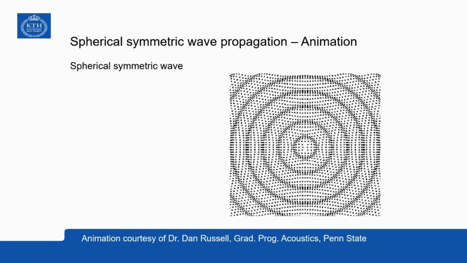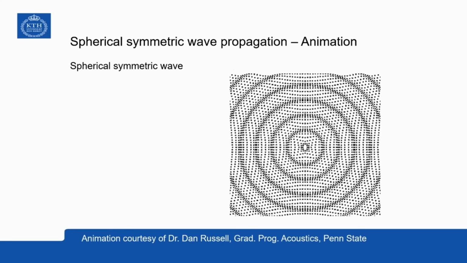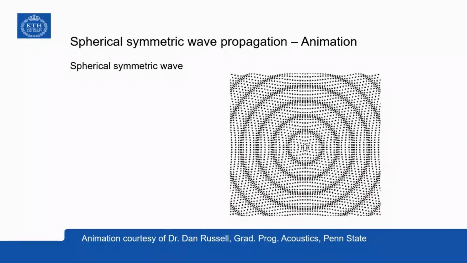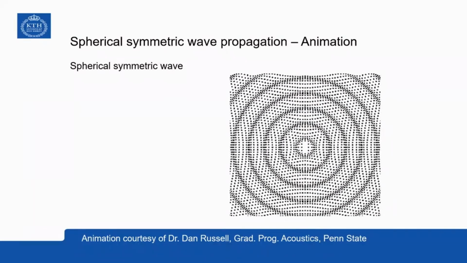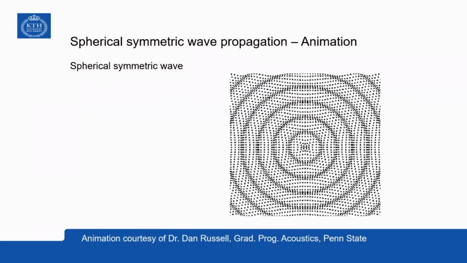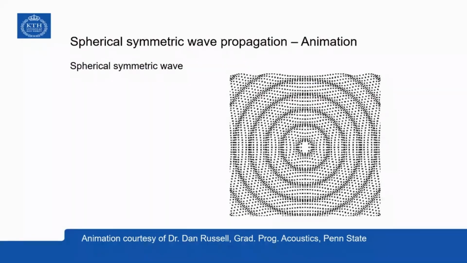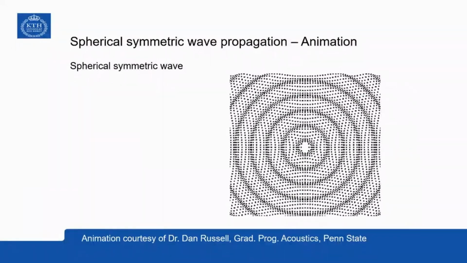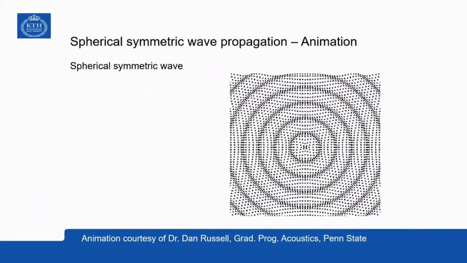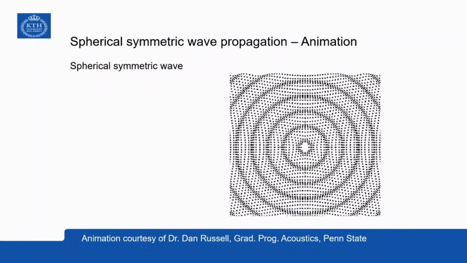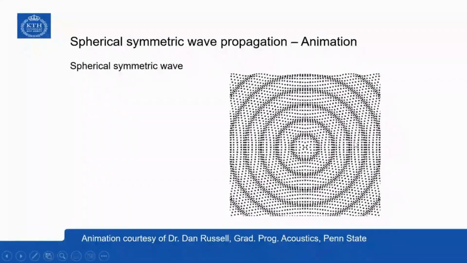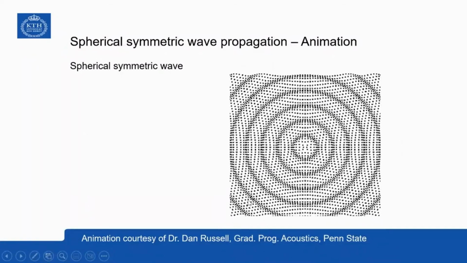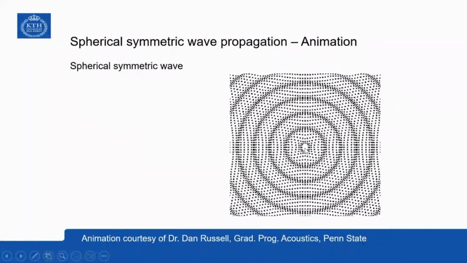Here is an animation, and as you can see here, each dot represents a volume element, a medium element. Very, very close to the source center here, the oscillation amplitude of the air particles is very large, and the amplitude is reduced the further away you go from the source center.